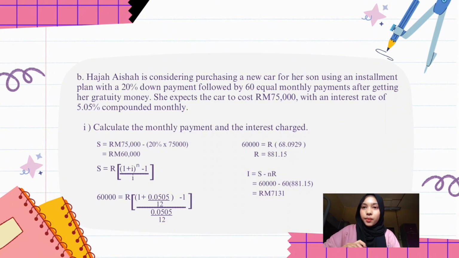So using this formula, we have 60,000 equal to R multiply 1 plus 0.0505 over 12 power 60 minus 1 over 0.0505 over 12. Then we get 60,000 equal R multiply 68.0929. So for R, we got R equal to 881.15. The answer for monthly payment is RM 881.15. Next is to find the interest charge. We use I equal to S minus nR. So we get 60,000 minus 60 times 881.15 equal to 7,131. So the interest charge is RM 7,131.